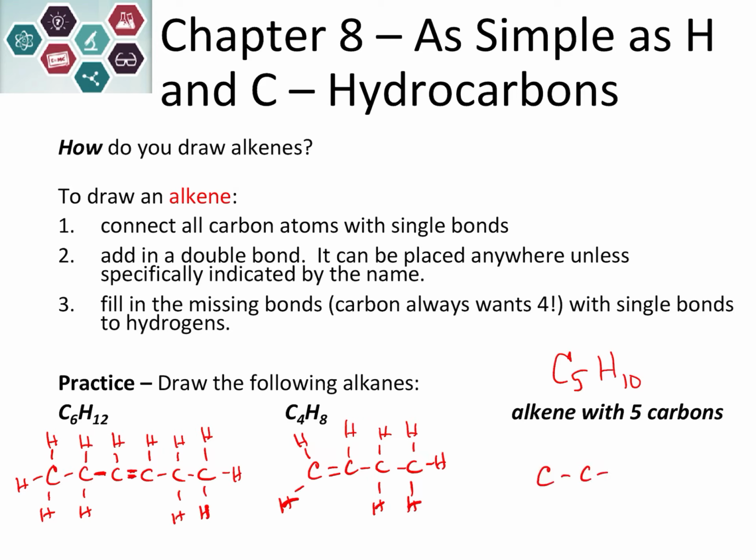So if we stick our 5 carbons together, you could have put your double bond anywhere. I'm going to put it over here. 3 hydrogens on this end, 2 here. Next carbon already has 3 bonds, so it's 1 hydrogen. Same with the next one. And then the one on the other end also needs 3. So there's drawing your alkene structures.